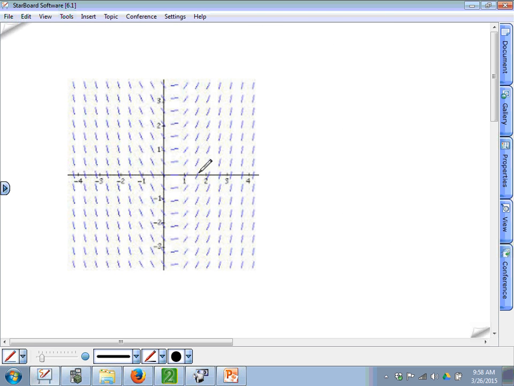No, you're not going to make one. They're going to give you a picture. And somewhere in the picture there's going to be, let's say, 2, 1 right here. They're going to give you a particular point at 2, 1, and they're going to want you to estimate the solution that goes through that point. A particular solution.